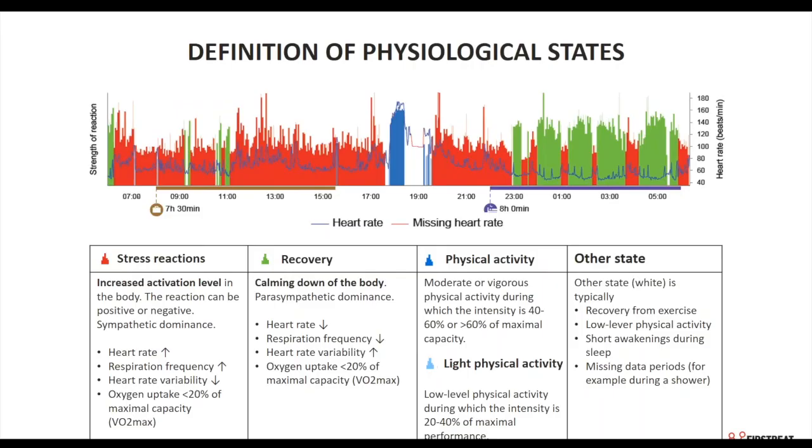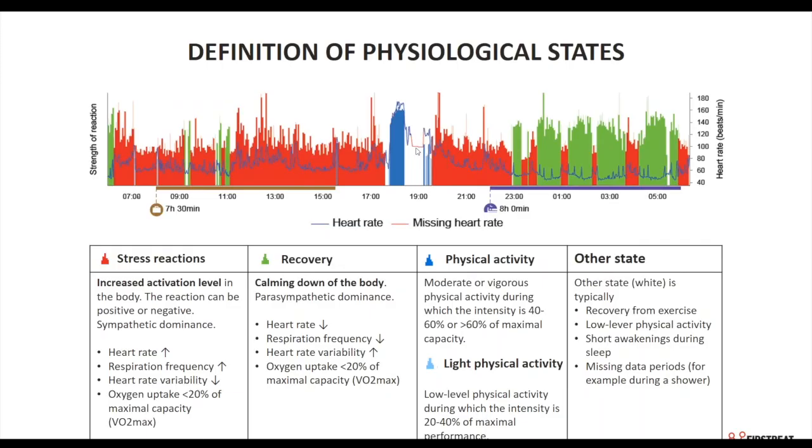And then in addition to these red, green, and blue colors, the reports usually have some white color, which we call other state. It typically means recovery from exercise. So whenever there's an exercise session, you always see some half an hour to an hour of white color after that, when the body is naturally coming down from the exertion of the exercise. Also missing data periods, for example, during a shower, like you can see here, the heart rate graph turns into red and the device is actually off. So then there is always white other state during that.